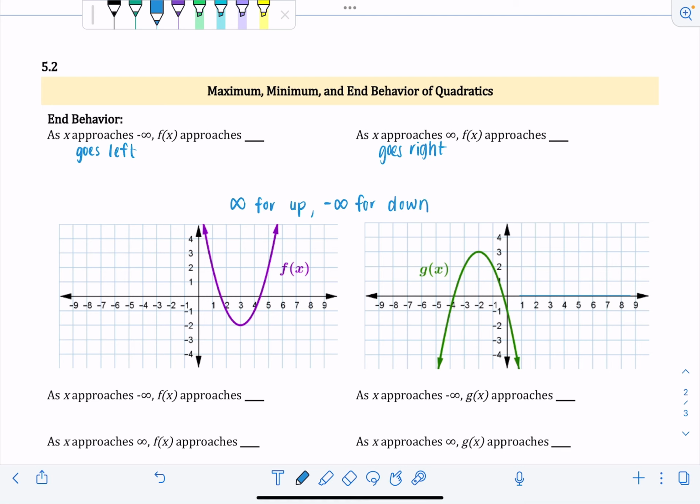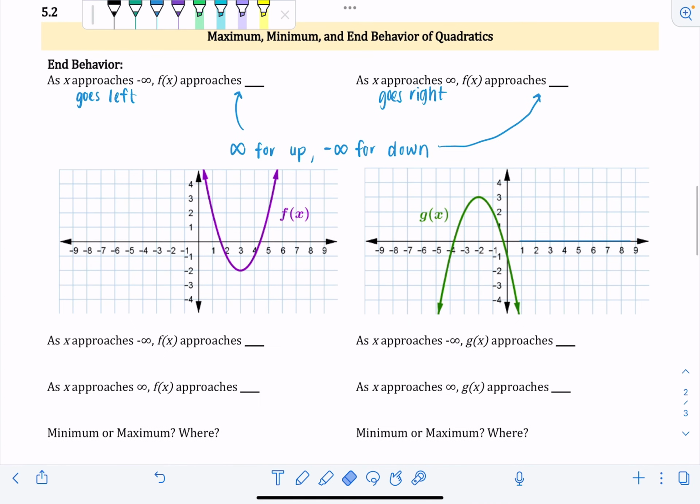So the second part of the end behavior, where it says f of x approaches. Remember, f of x and y are essentially the same thing. So it's saying, as x approaches negative infinity, as the graph goes left, is it finishing up or down? Because f of x or y tells you the up or down on the graph. And same thing over here, f of x approaches tells you if it goes up or down. We're going to fill in these blanks with positive infinity for up or negative infinity for down. It just varies by the problem.